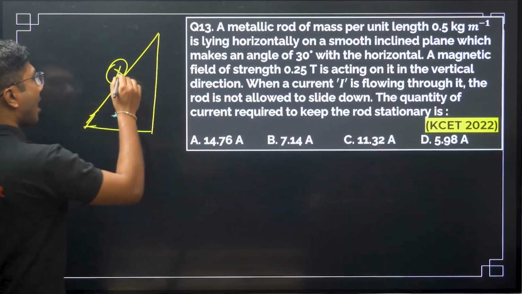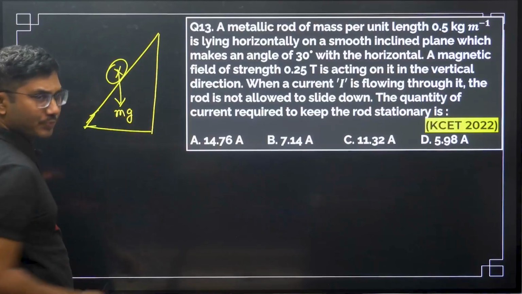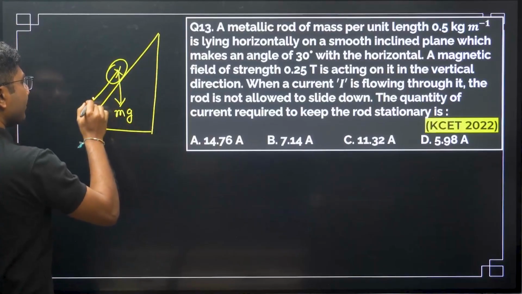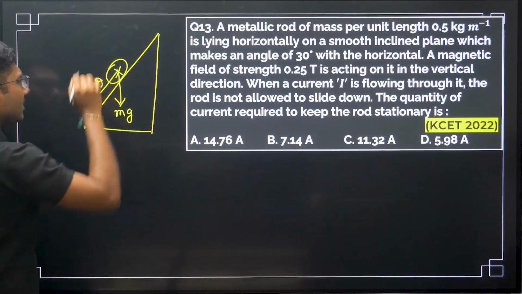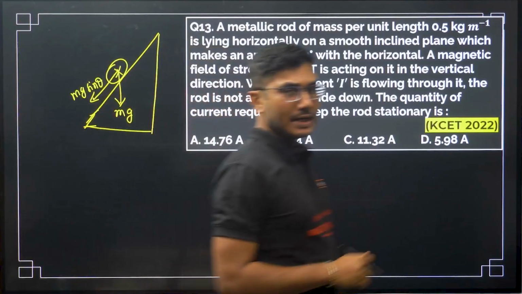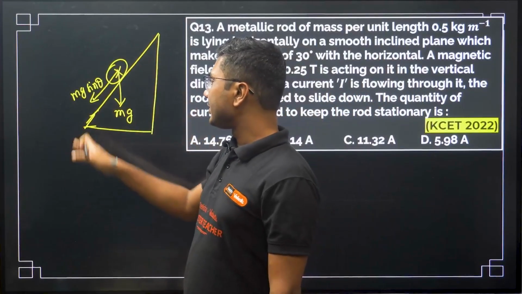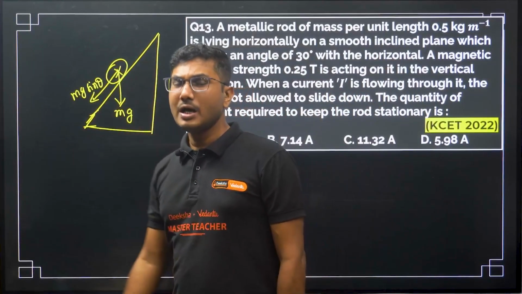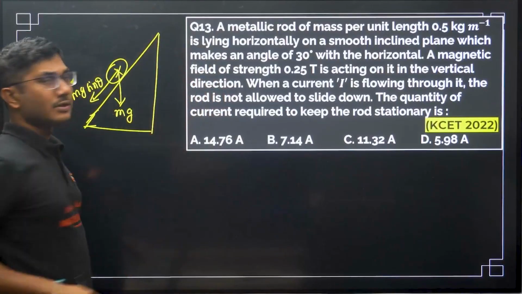Now how can it fall? There is a weight of this rod, mg, and there is a component of mg which is mg sin theta. No friction is here, remember. So mg sin theta is acting downward. This is always the case, right? This mg sin theta will try to take this rod in the downward direction, so we need some force in the upward direction to balance it out.